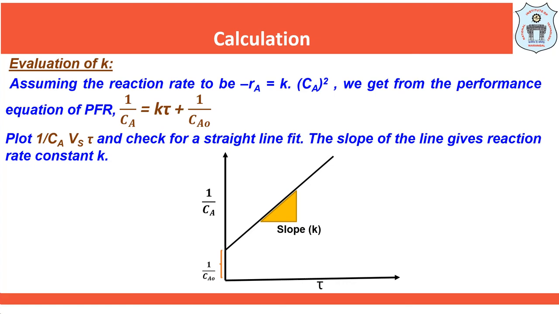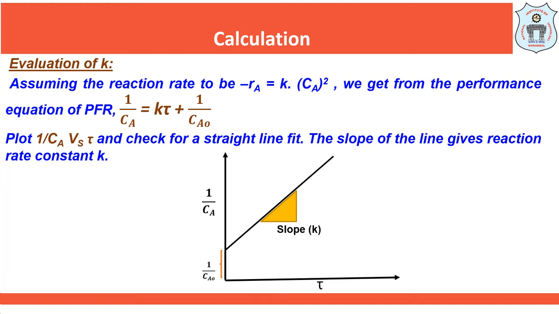Now we know that for the reaction rate, we have to assume it to be minus Ra equals K into Ca square, right? So in this way, we can get the performance equation. The performance equation will be in the form 1 by Ca equals K into tau plus 1 by Ca naught, right? So this is nothing but in the form of Y equals Mx plus C, okay? Where Y is 1 by Ca, M is K, and C is 1 by Ca naught.